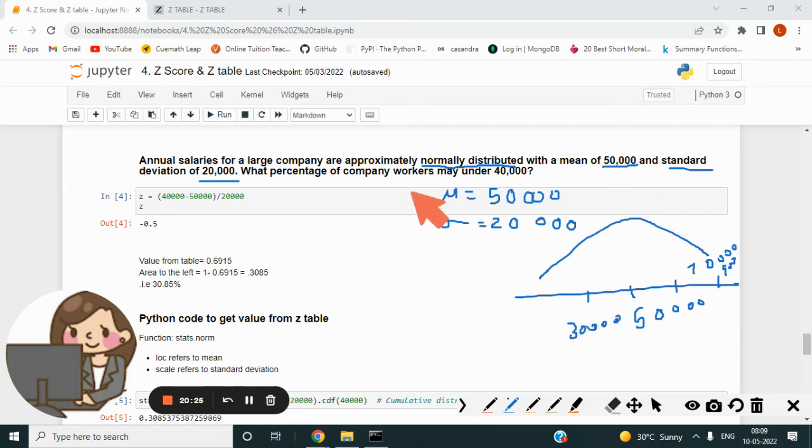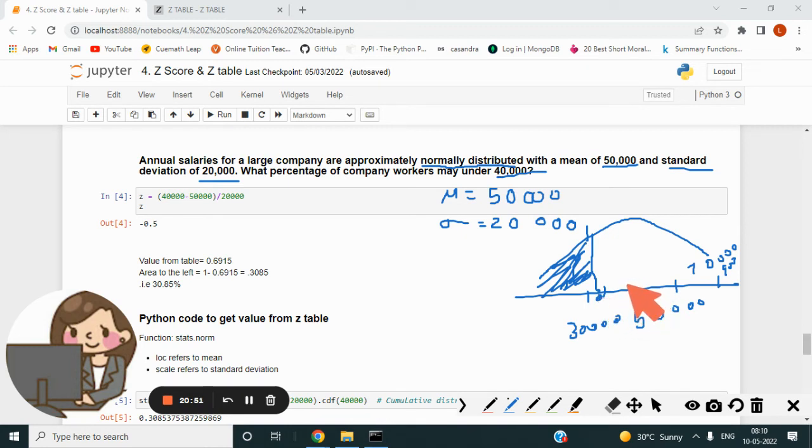Now what percentage of company workers may be under 40,000? So 40,000 will lie somewhere between here, and the z score will come somewhere here. What it is asking is what percentage may be under 40,000, so we need to find this area, right? We'll have to find the z score corresponding to 40,000.